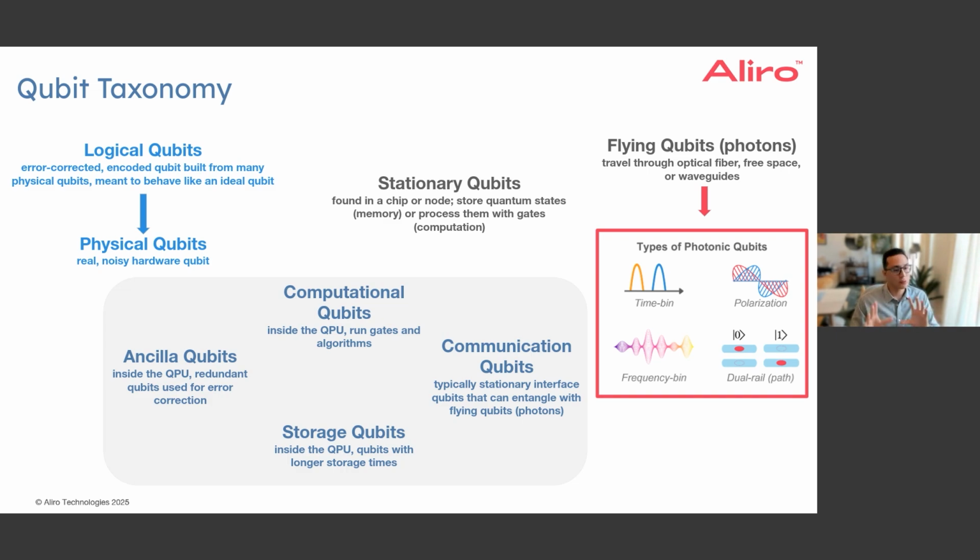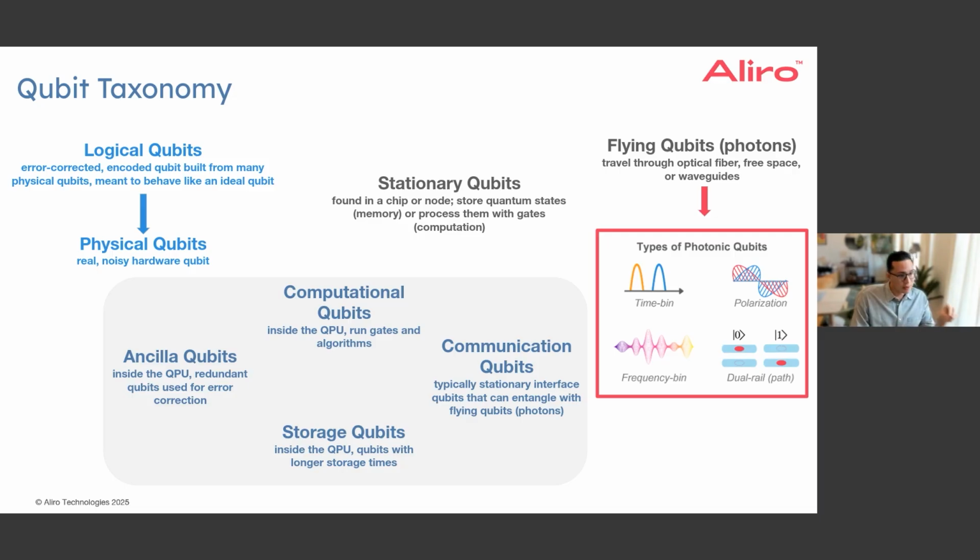Now, within physical qubits, there are different kinds of qubits that may be on the chip or in the ion trap or cold atom, where you'll have different roles for these physical qubits, depending on the architecture, depending on the company we're talking about. But generally, you'll see these kinds of physical qubits appear in the architecture, and they're used in different ways. So at the top, we have computational qubits. These are the qubits inside the QPU that are actually running the gates and the algorithms and the computational instructions on the chip or in the trap.